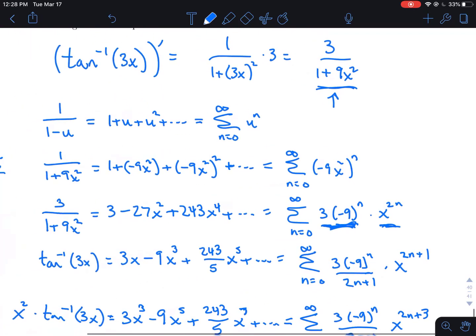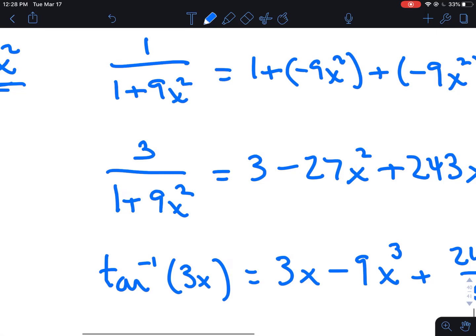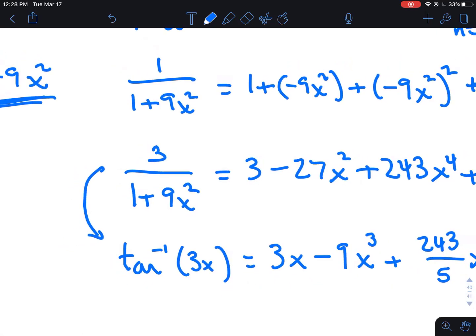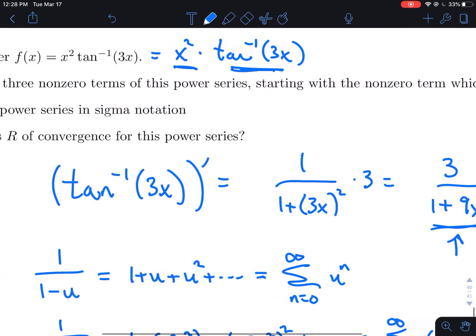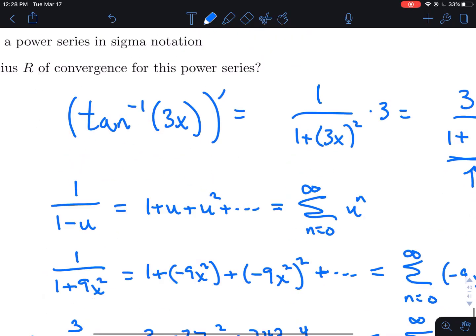So what comes next is that we have successfully built the derivative of tangent inverse. So we've built the derivative that is 3 divided by 1 plus 9x squared. So it's the derivative of tangent inverse of 3x. There we go. And so now I want to integrate.